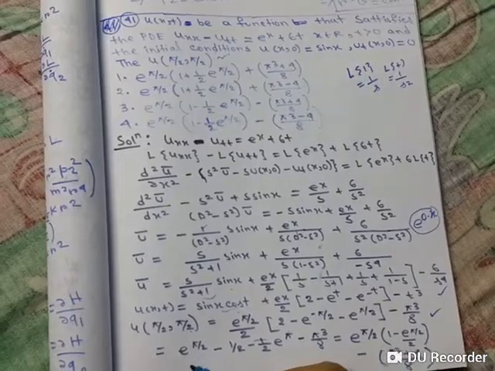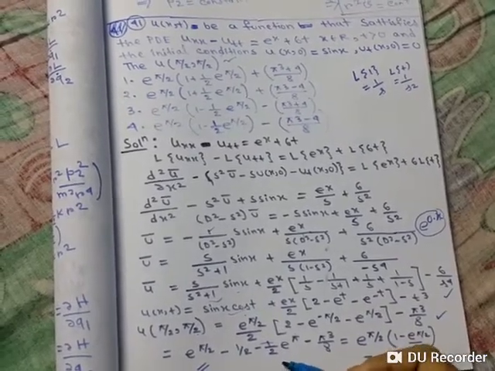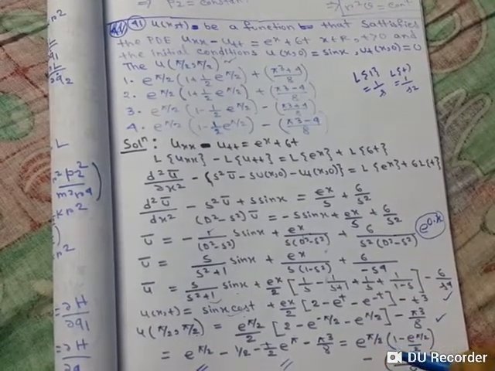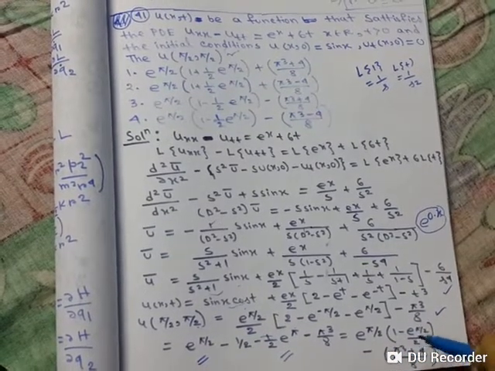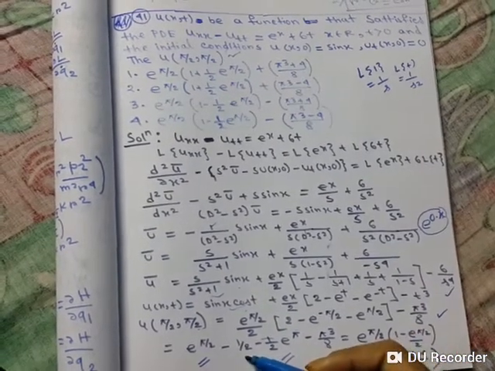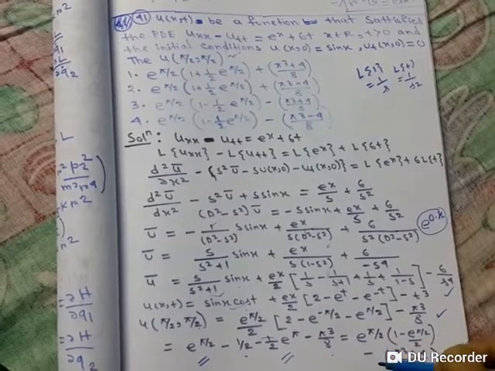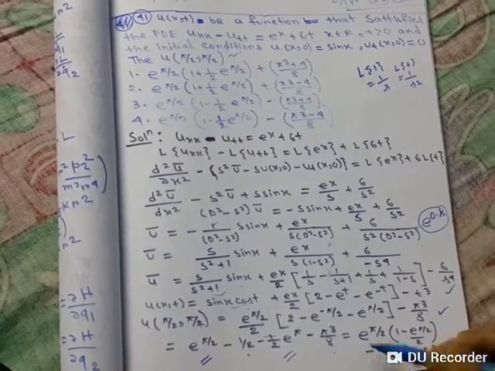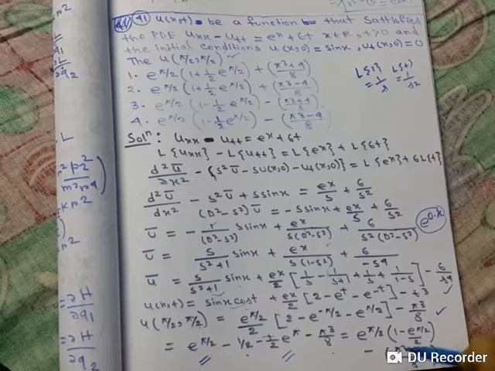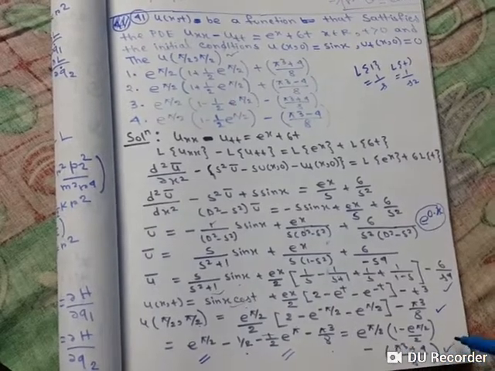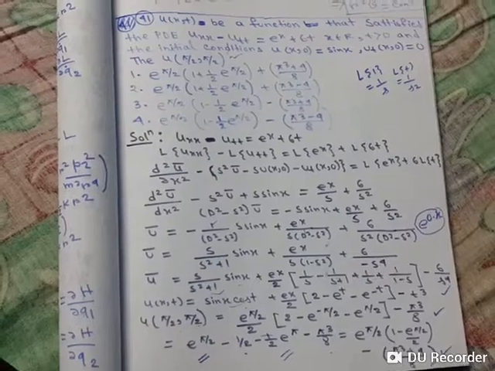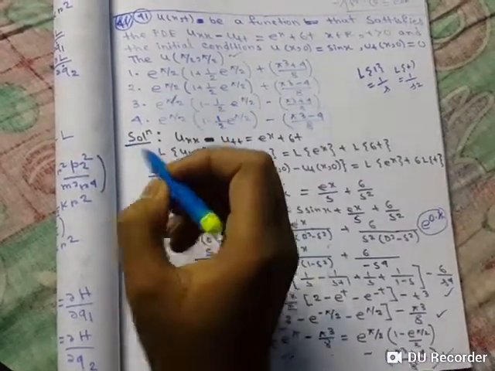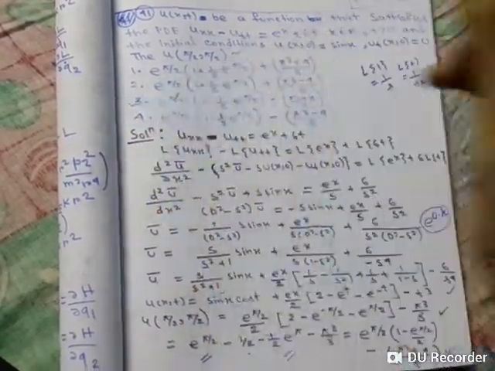Now common here and here, pi/2 e^(pi/2), then we get 1 minus e^(pi/2) by 2, and this term and this term we write here and take common minus, then we get this. So finally option 3 is correct and the other options are false.